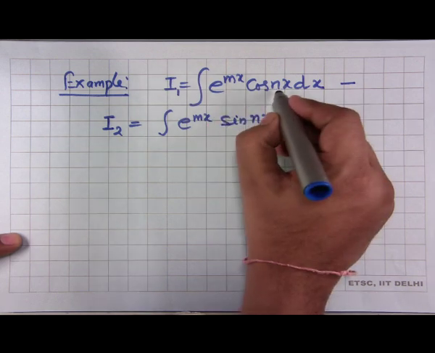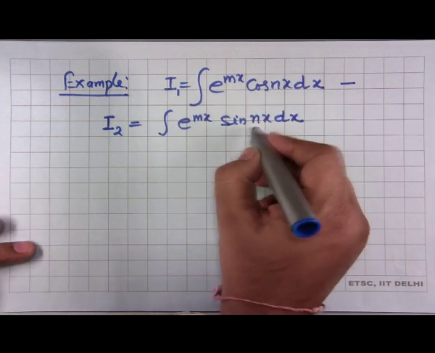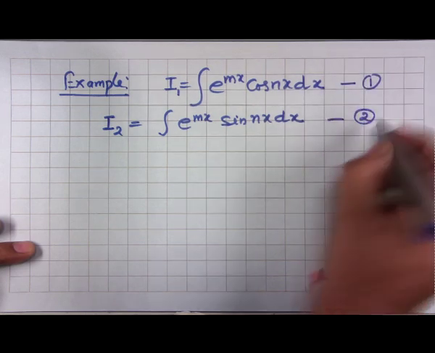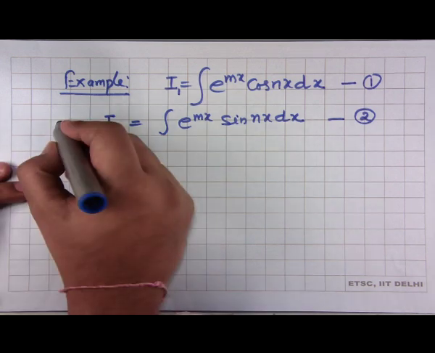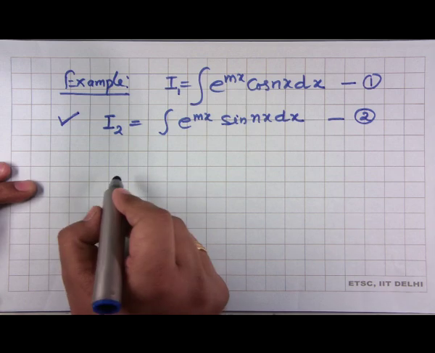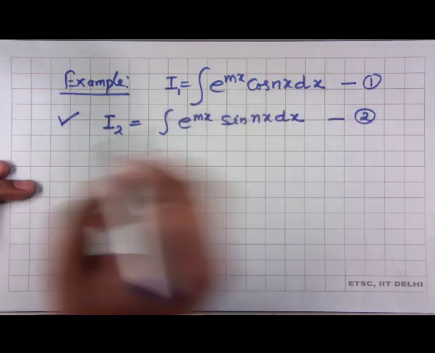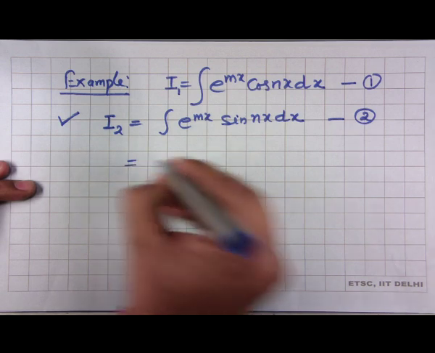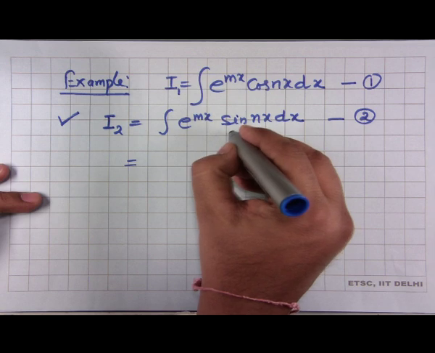You know, the exponential function, if you either differentiate or integrate, you will get another exponential function. Cosine function, if you differentiate or integrate, you will get a sine function. Similarly, sine function, you will get a cosine function. So, for these two functions, I will look for the solution for one of them, and I will choose I2 as the function which I will solve for you. Similarly, you can solve for I1.